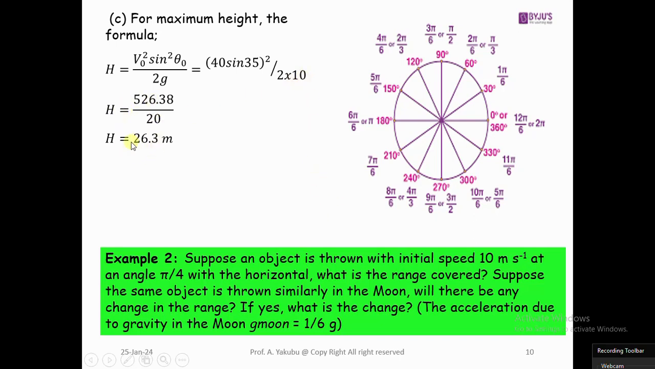So in solving that out, you are going to have the maximum height reached by the ball kicked by CR7, Cristiano Ronaldo, is 26.3 meters.